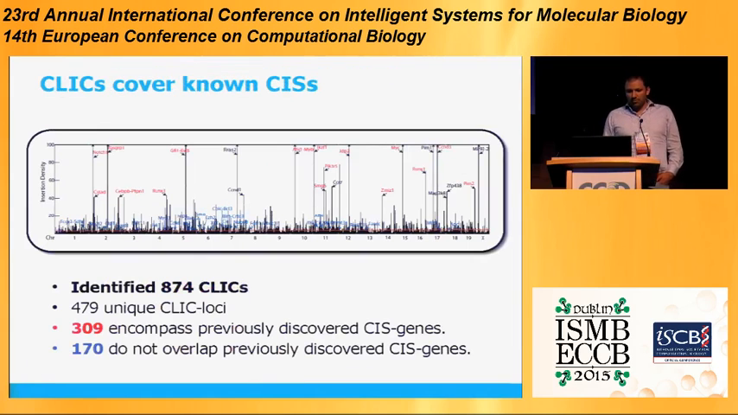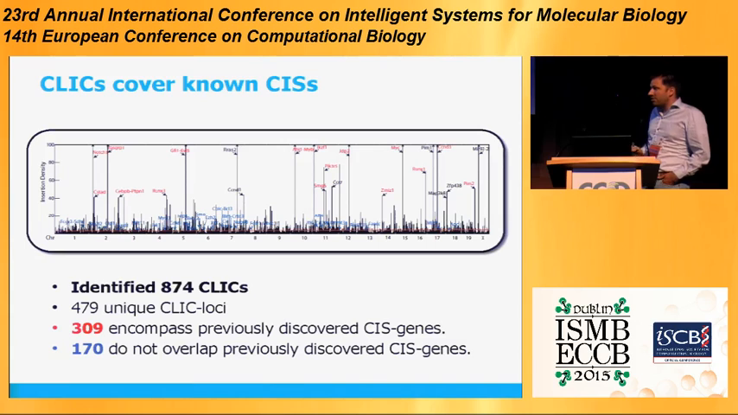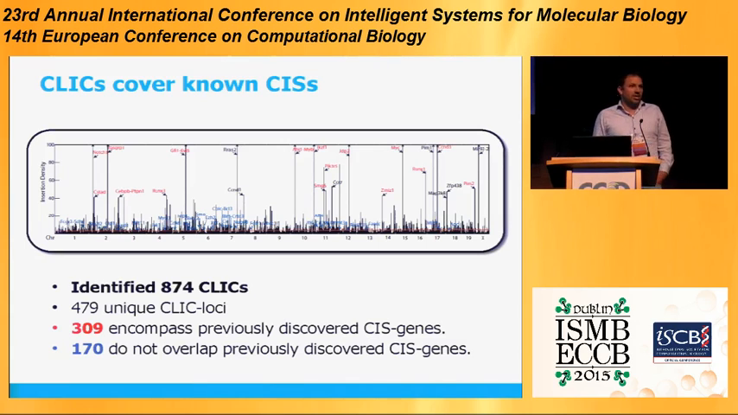Now, if we do this for all the clusters, we identified 874 of these co-located insertion clusters, covering about 480 unique loci, and these loci we call click loci. 309 of them are covered by previously discovered common insertion sites, which is an indication that these known common insertion sites also engage in these 3D interactions. At the same time, we have 170 of those that do not overlap with any previously known common insertion site.